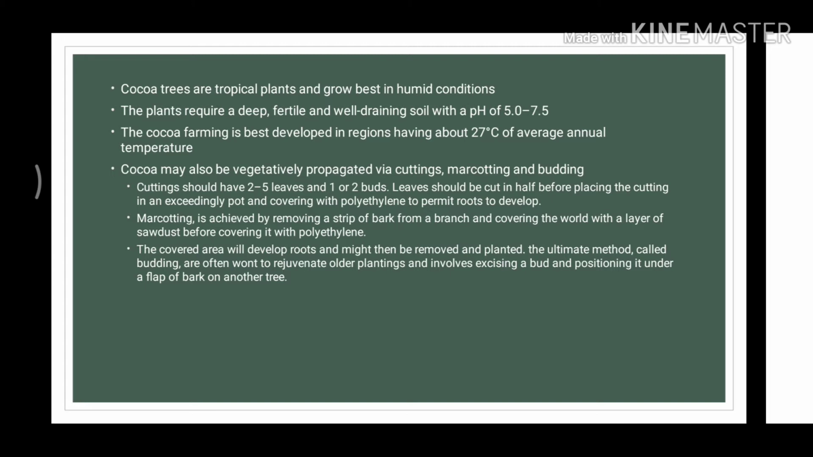Cuttings should have 2 to 5 leaves and 1 or 2 buds. Marcotting is achieved by removing a strip of bark from a branch. The covered area will develop roots and might then be removed and planted. Budding is often used to rejuvenate old plantings and involves excising a bud and positioning it under a flap of bark on another tree.